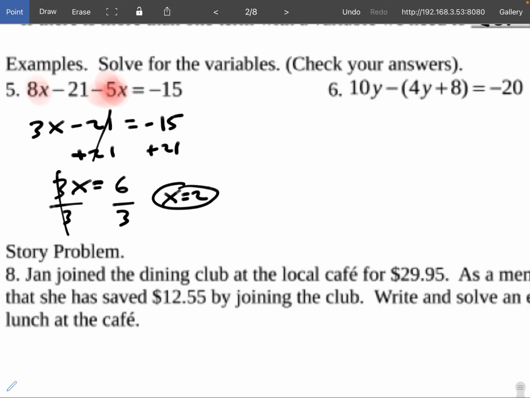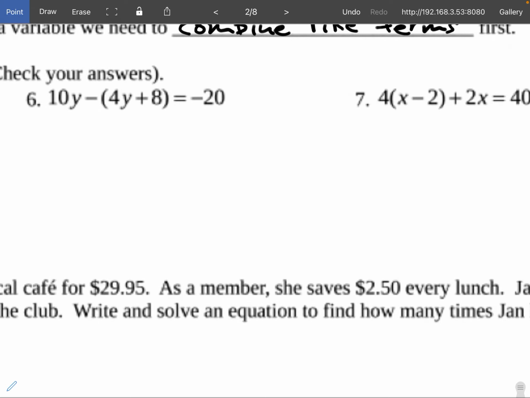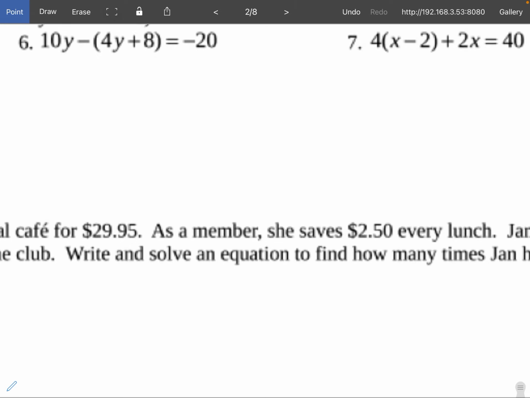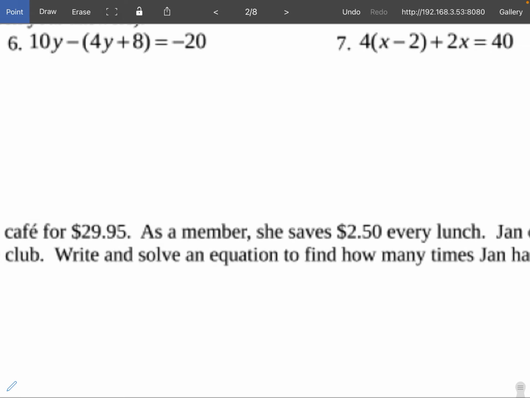All right. So, I know what I was going to say. So that one actually had 3 steps, right? That one you had to combine like terms first, then you had to add, then you had to divide. So that had 3 steps. The next one is going to have 4 steps. So let's look at number 6.